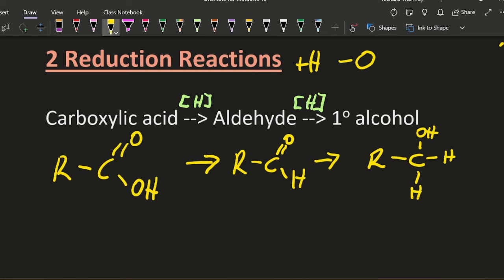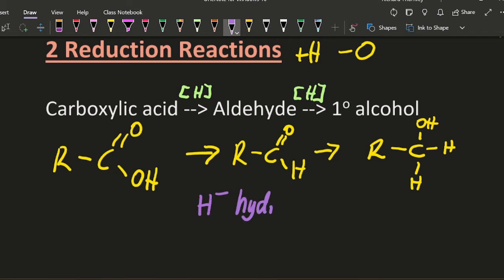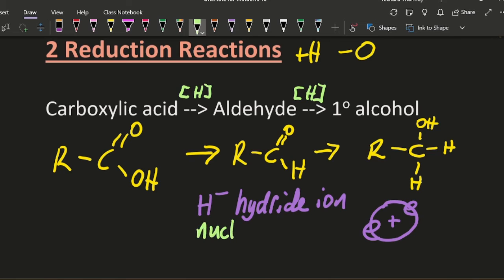So what is doing all this reduction? Something to do with hydrogen, eh? Well, it's actually the hydride ion, H-. So that's just like a regular hydrogen atom, but with an extra electron. So this is behaving like a nucleophile, which means it's attracted to positive things.